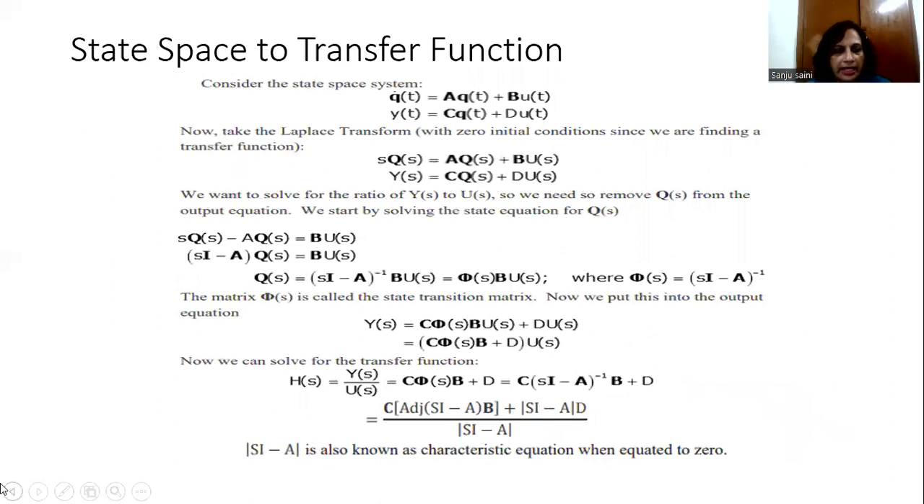Then another thing is that sometimes we have to derive the transfer function from the state variable model. Let us consider that a state variable model is represented as Q dot t is equal to AQ(t) plus BU(t). This is the state equation. Q(t) here is representing the state. Y(t) is equal to CQ(t) plus DU(t). It is representing the output equation.